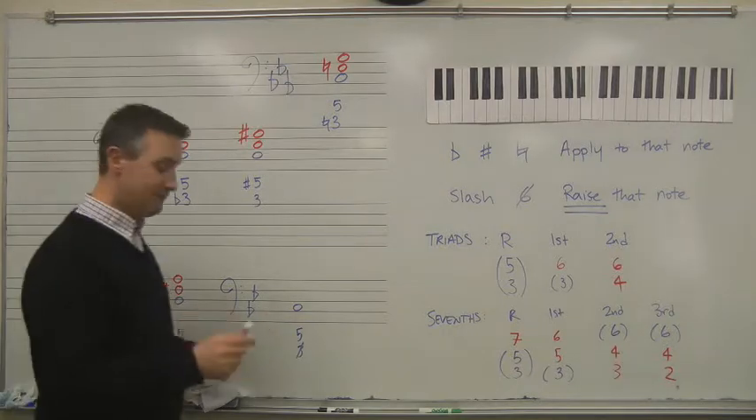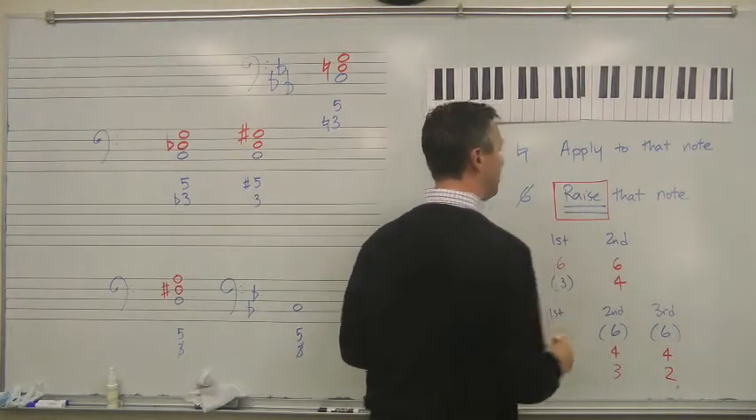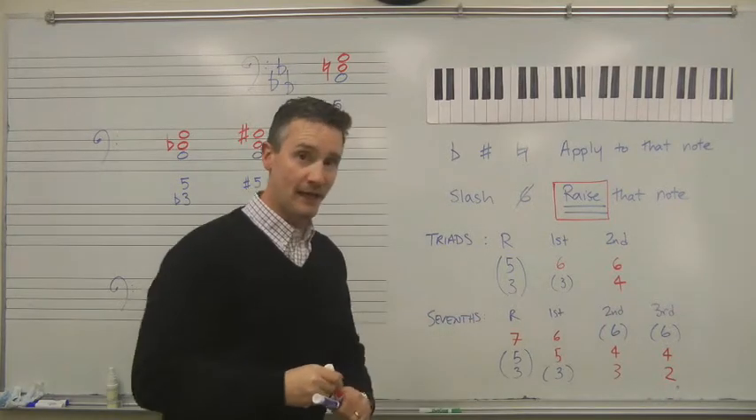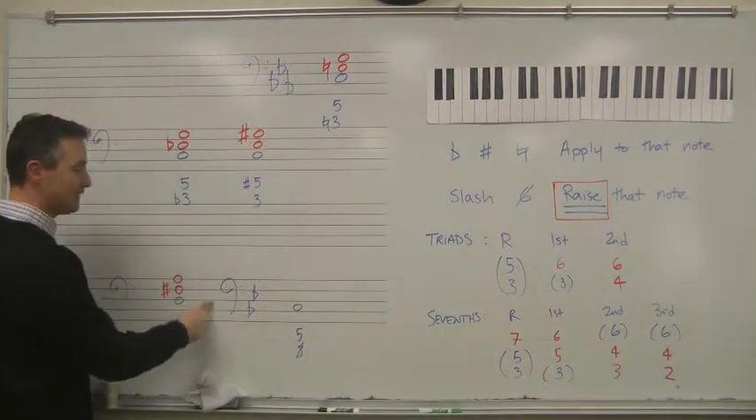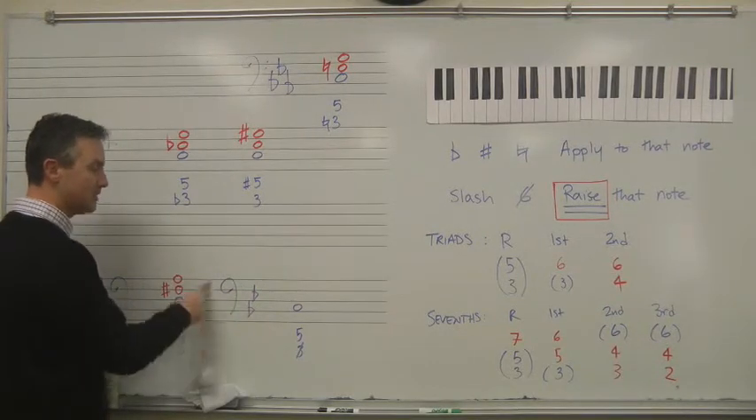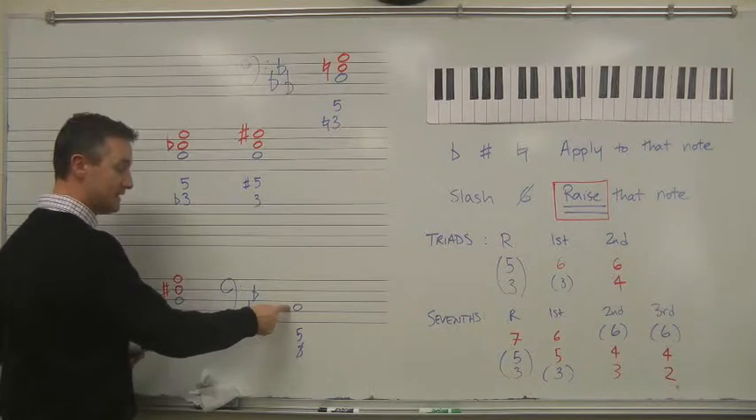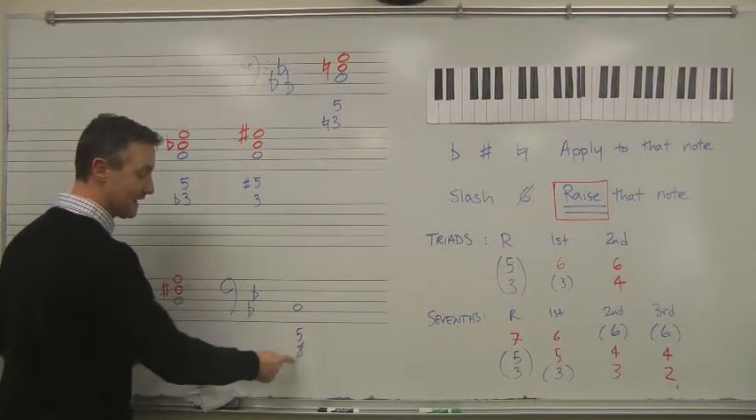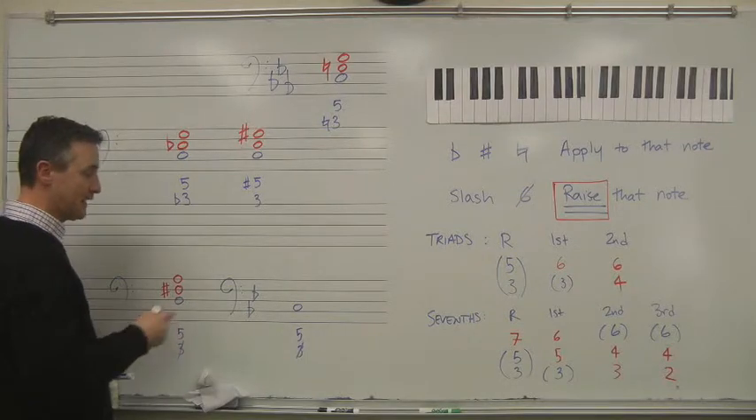Now, I would emphasize, this is to raise. It is not to sharpen it, it's to raise it, which means in a situation like this, where we have the key signature of B flat major in place, and we have this chord, C, with 5 and /3 under it, we go through the same basic principles.